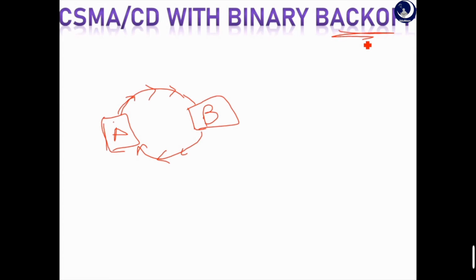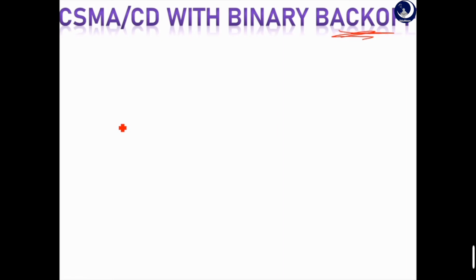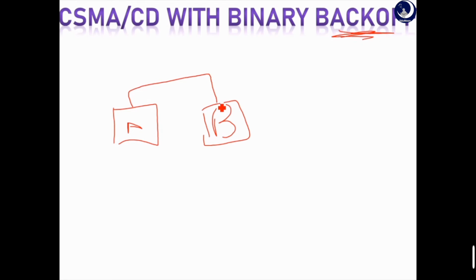So now let us consider a new example. Let us say there are two different stations, A and B, and both are transmitting data at the same time, which leads to a collision here, and a collision signal is generated. Both of them know that the packets which they sent collided, so they have to retransmit again.